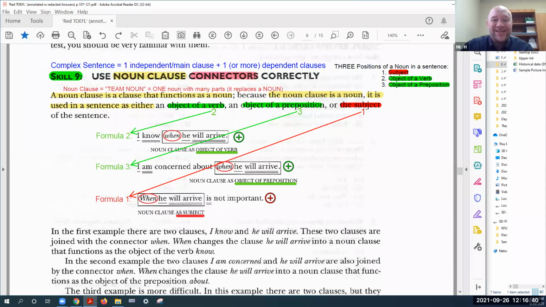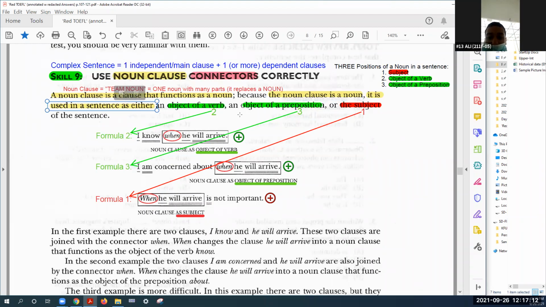Okay. All right. So, Ali, can you read this here? A noun clause is a clause that functions as a noun. That means that it works as a noun, right? So you take away one word noun, you put in a team noun, right? Because the noun clause is a noun, it is used in a sentence as either an object of a verb, an object of a preposition, or the subject of the sentence.